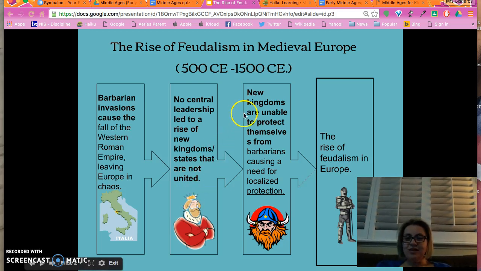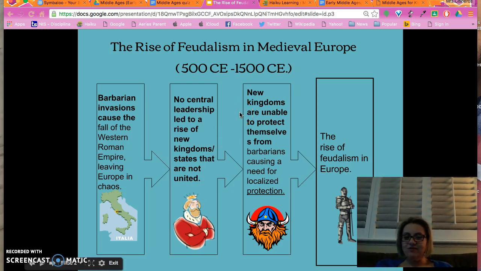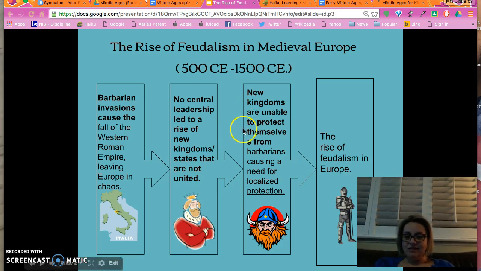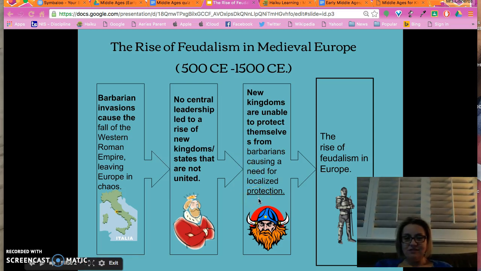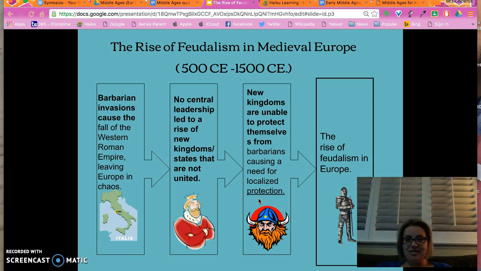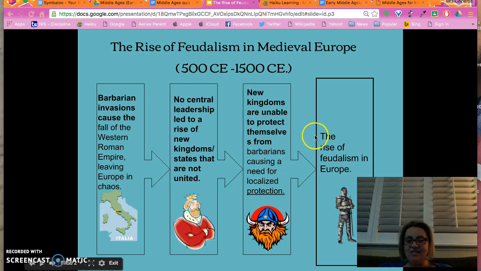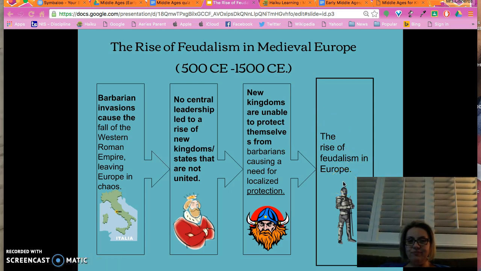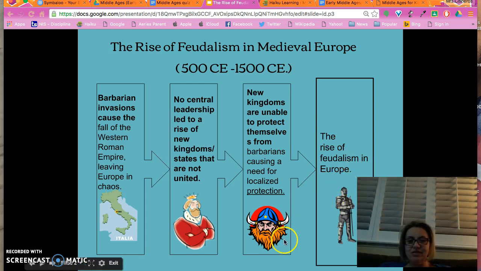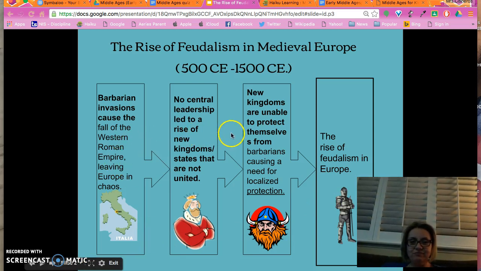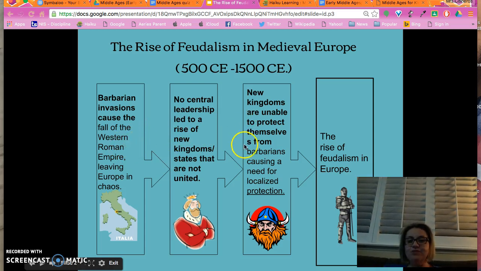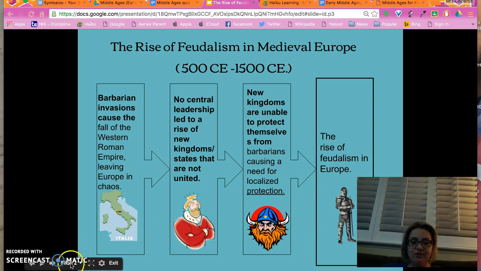Because of that, new kingdoms are unable to protect themselves from barbarians, causing a need for localized protection. And because of that protection that they needed, that developed the rise of feudalism in Europe. So as you can see, the 3 reasons or 3 causes that led up to the rise of feudalism in Europe.